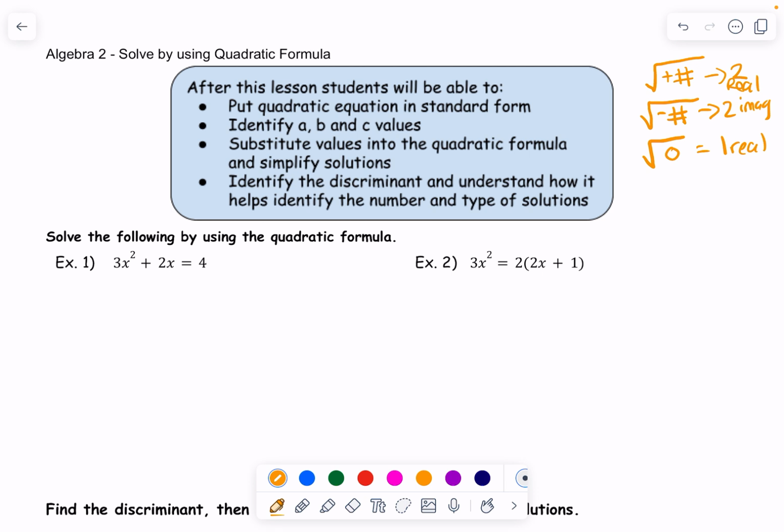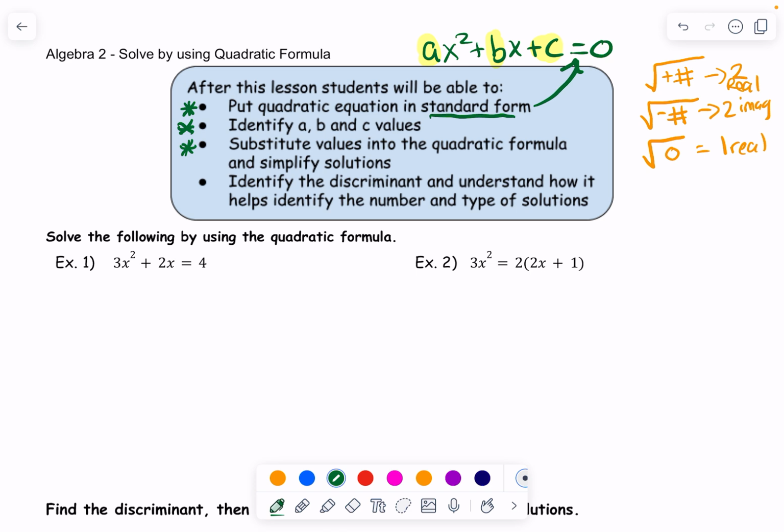So what are some of the steps that we need to follow? First, we need to have it in standard form. Standard form is ax squared plus bx plus c equals 0. That means 0 on one side, and we're good to go. Next, we identify our a, b, and c, the values in front of the variables and the constant. Then we substitute the values into our quadratic formula.